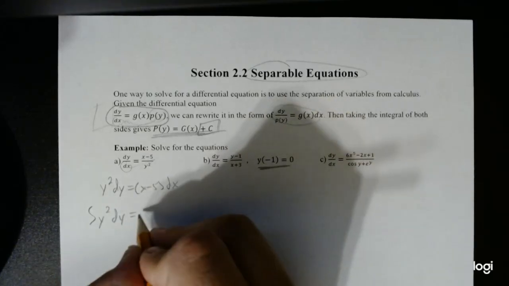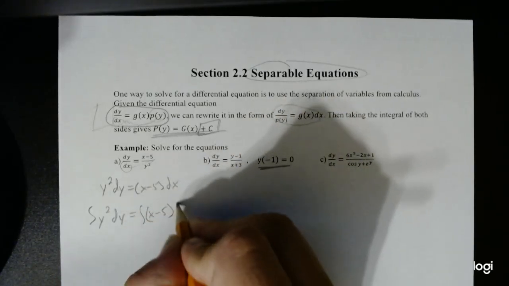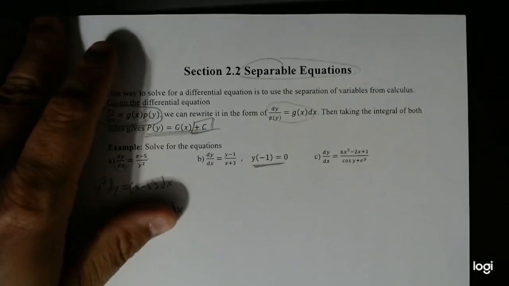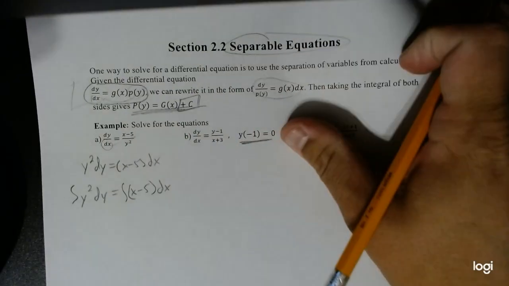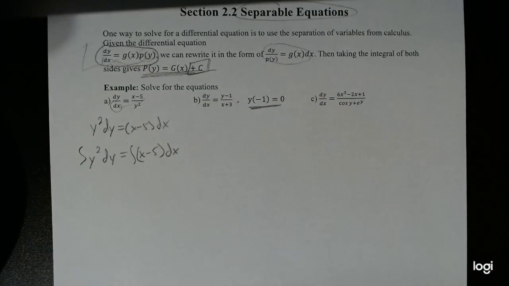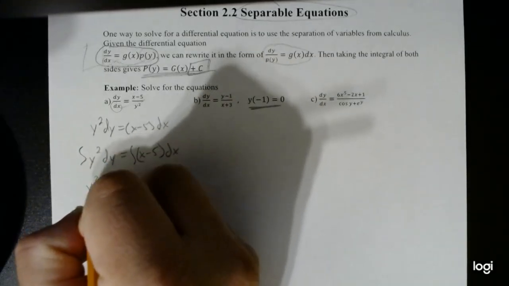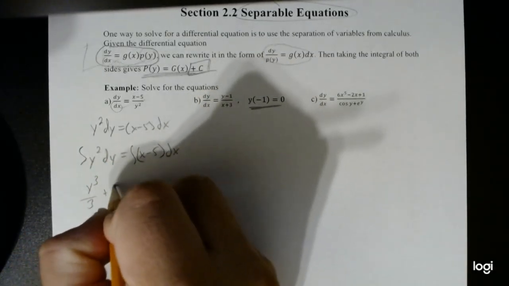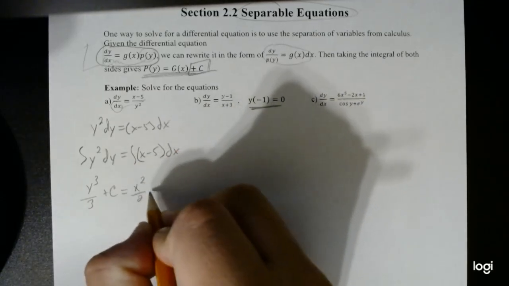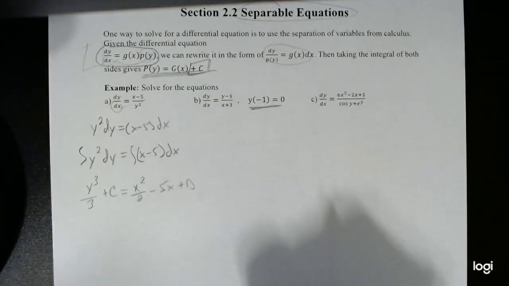There is no implicit differentiation here, so we're not worried yet. No double integration like in multivariable calculus. Integrating this gives you y to the third over 3 plus c, and on this side we get x squared over 2 minus 5x plus, let's call this d.